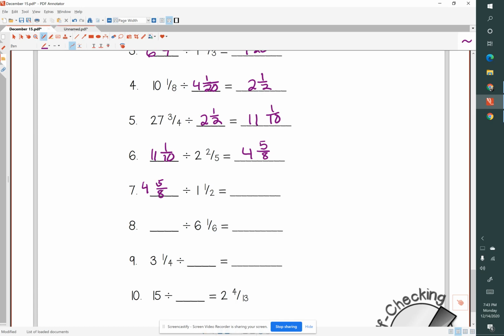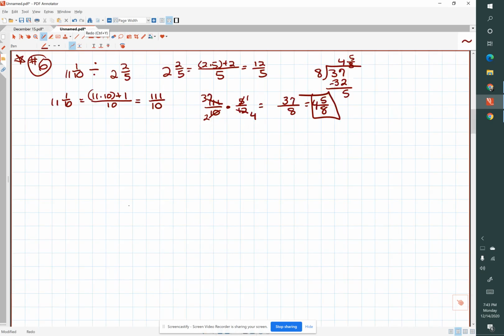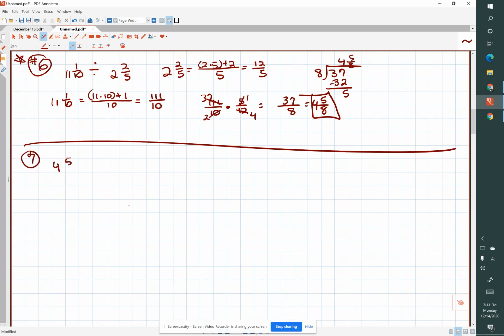Okay, number 7. 4 5/8 divided by 1 1/2. So 4 5/8 is the same as 37/8. 1 1/2 is the same as 3/2. So we're going to change the division to multiplication. And the reciprocal of 3/2 is 2/3. So 2 divided by itself is 1. 8 divided by 2 is 4.